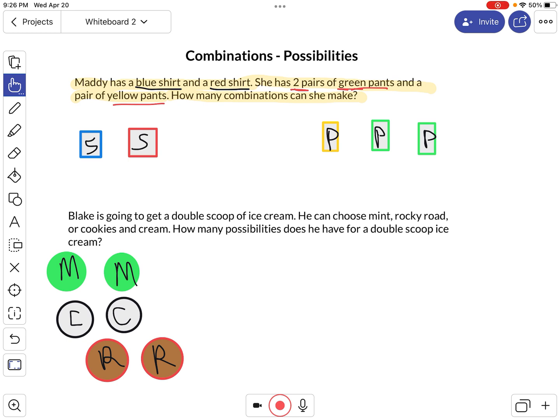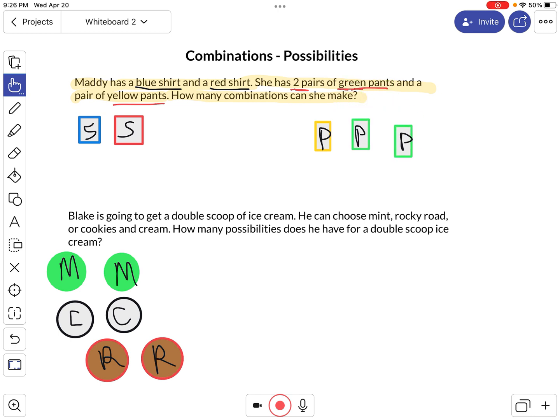You can take a piece of paper and cut it up and make little things like what you see here. I've got the blue shirt. You can just take a little piece of paper and write B on it for blue, or blue shirt, or something like that on it. And then I got a red shirt right here. I've got my yellow pants here. See, yellow. Okay. I got 2 pairs of green pants. So there's a pair of green pants and there's a pair of green pants.